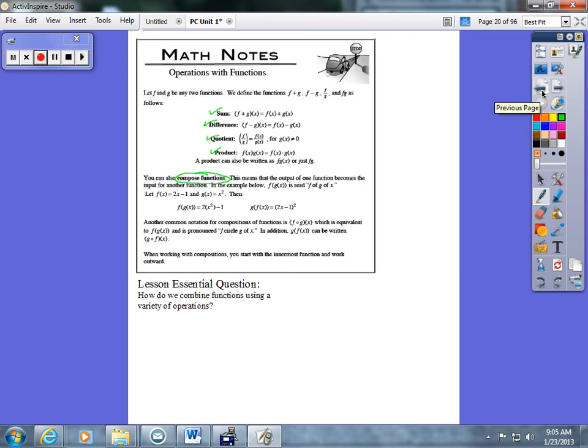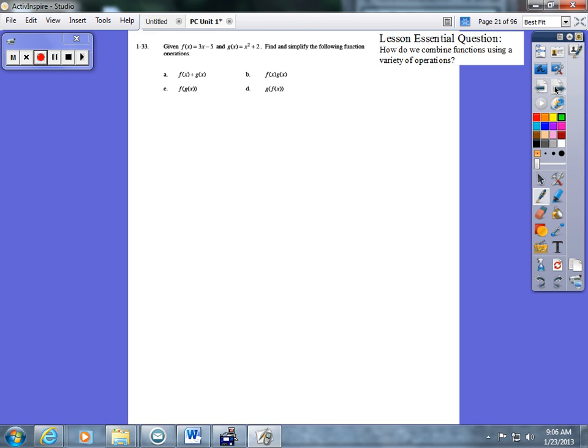This will be a great opportunity to push pause and copy this into your math notes. Now, some practice. Given f of x equals 3x minus 5 and g of x equals x squared plus 2, find and simplify the following operations. So we'll start with the easiest one, addition. So I have f of x plus g of x.